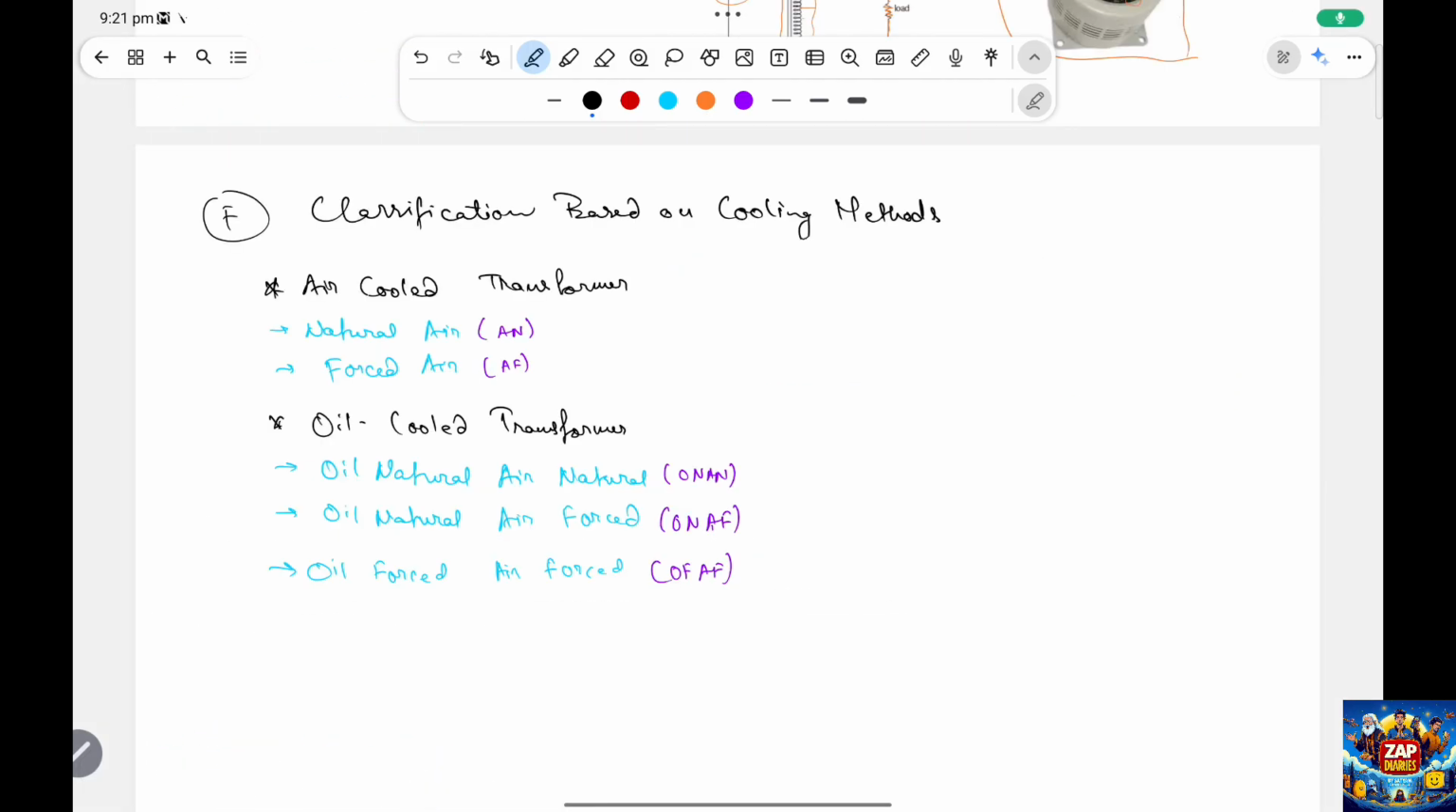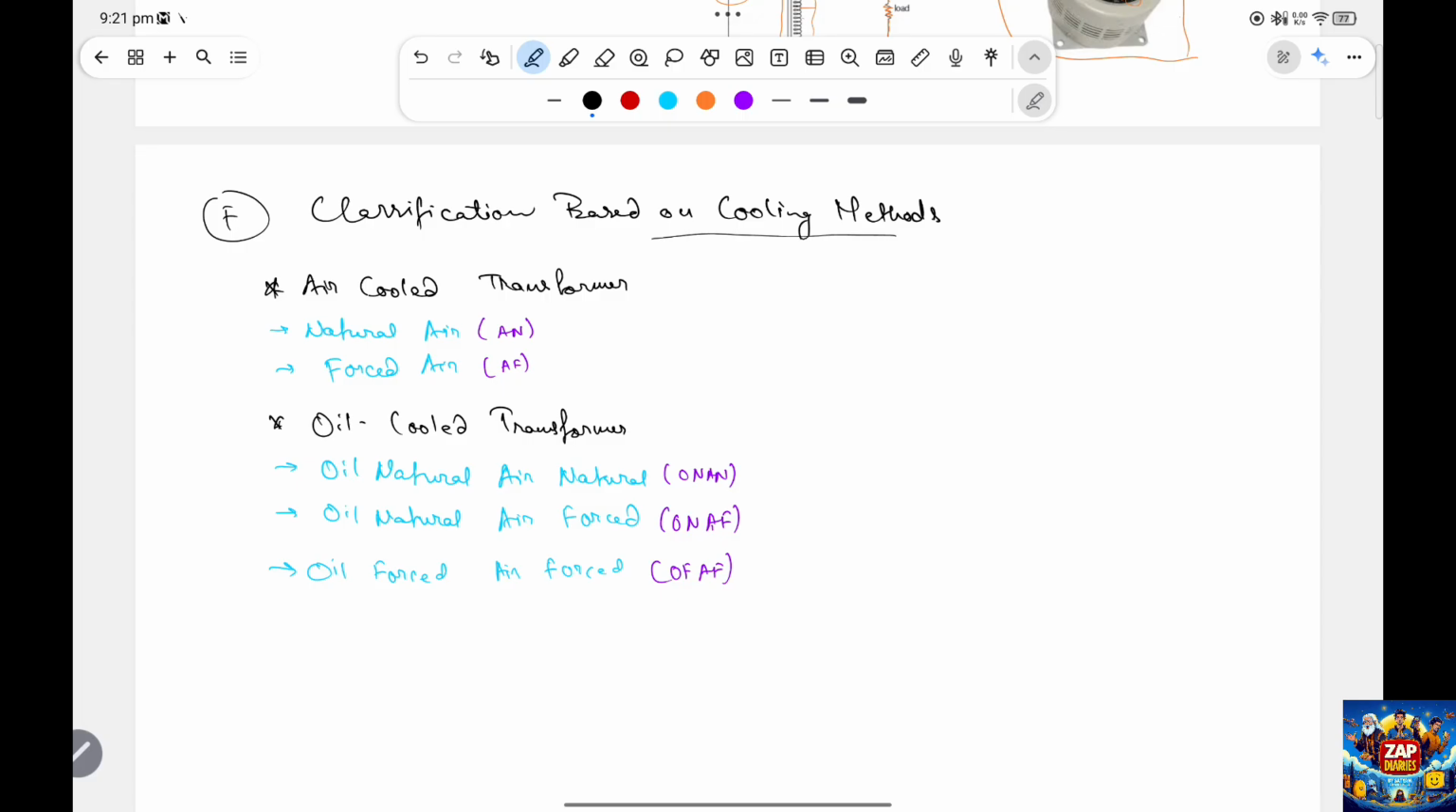Okay, so this is another type of classification, which is based on cooling methods, and in this classification we have generally two types of transformer. One is air cooled transformer, the other is oil cooled transformer. In the air cooled transformer, we have two methods. One is natural air, another is forced air.